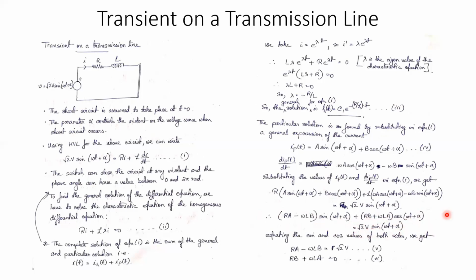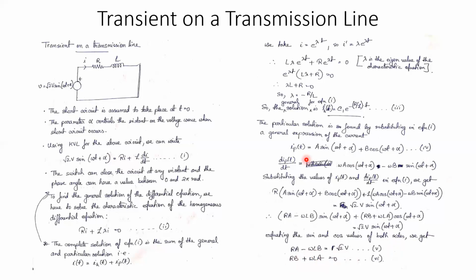But as there is no cos component on the right hand side, the coefficient of the cos component of the right hand side is 0. So we can equate the coefficient of the cos component of the left hand side to 0. So we get two simultaneous equations: Ra minus omega Lb is equal to root 2 V, and Rb plus omega La is equal to 0.